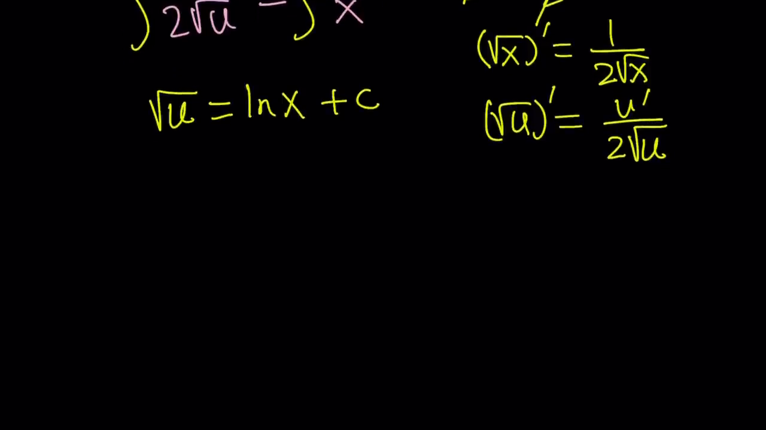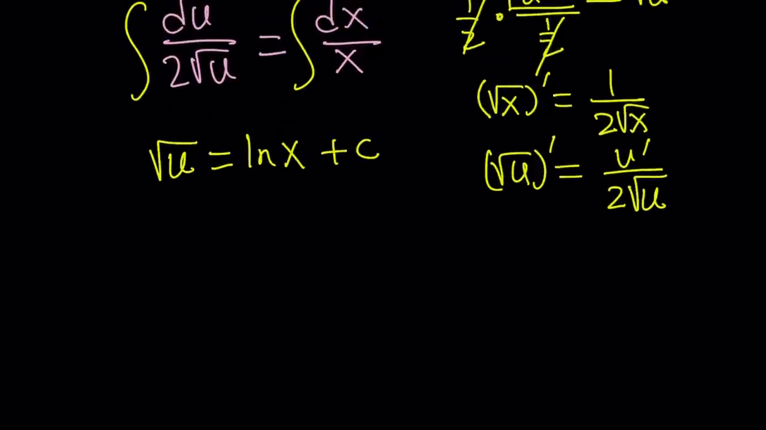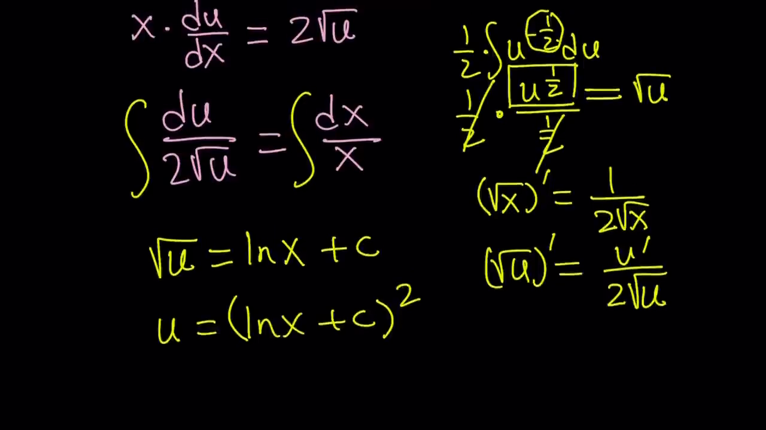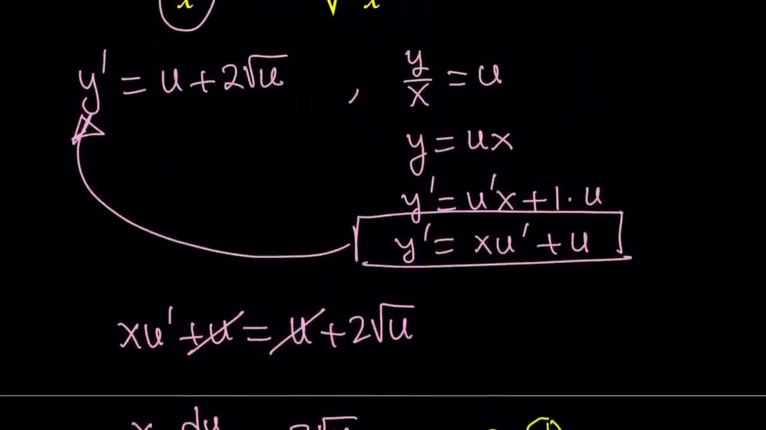Now, it would make sense if we square both sides, because our goal is to get to y, and that can be through u. So square both sides, and we're going to get u equals (ln x plus c) quantity squared. Awesome. So that gives us the value of u, but we have to go back to y because we're trying to solve for y here.